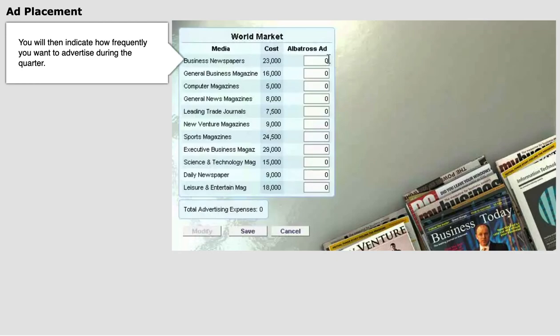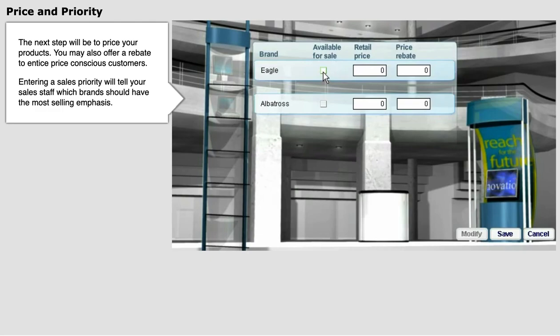You will then indicate how frequently you want to advertise during the quarter. The next step will be to price your products. You may also offer a rebate to entice price-conscious customers. Entering a sales priority will tell your sales staff which brands should have the most selling emphasis.